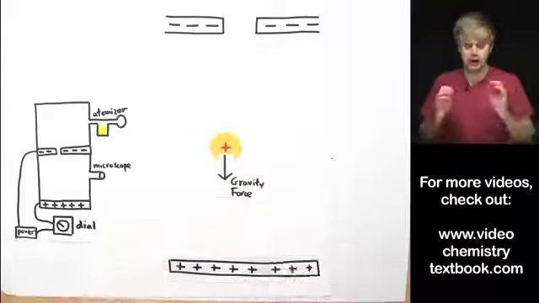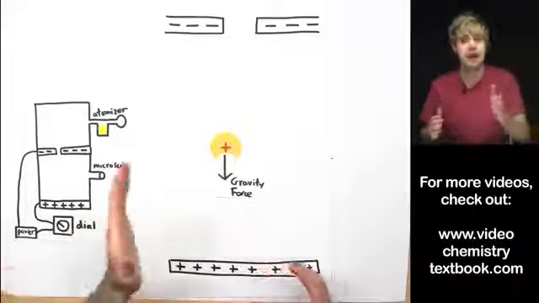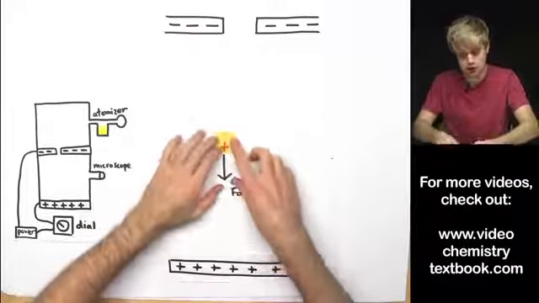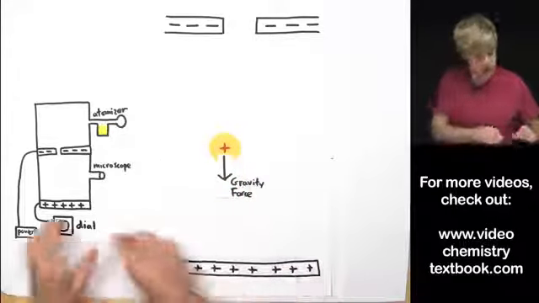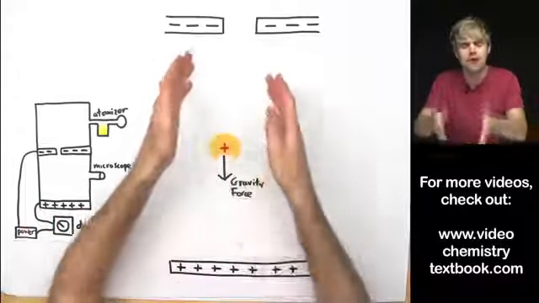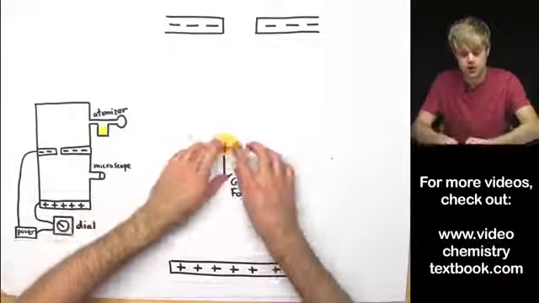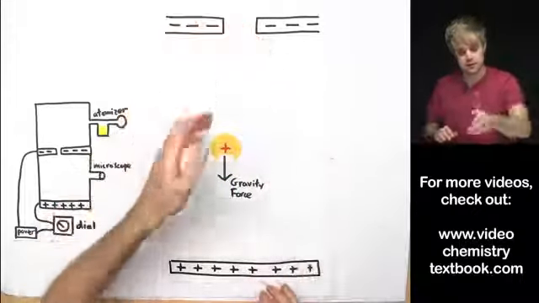Think about how electric charges interact with each other. Like charges, the same type of charges, repel. They push away from each other. So the positively charged oil drop is going to be pushed away from the positively charged metal plate down here. And on the other hand, opposite charges attract. So the positively charged drop is going to be attracted to the negatively charged plate up here.